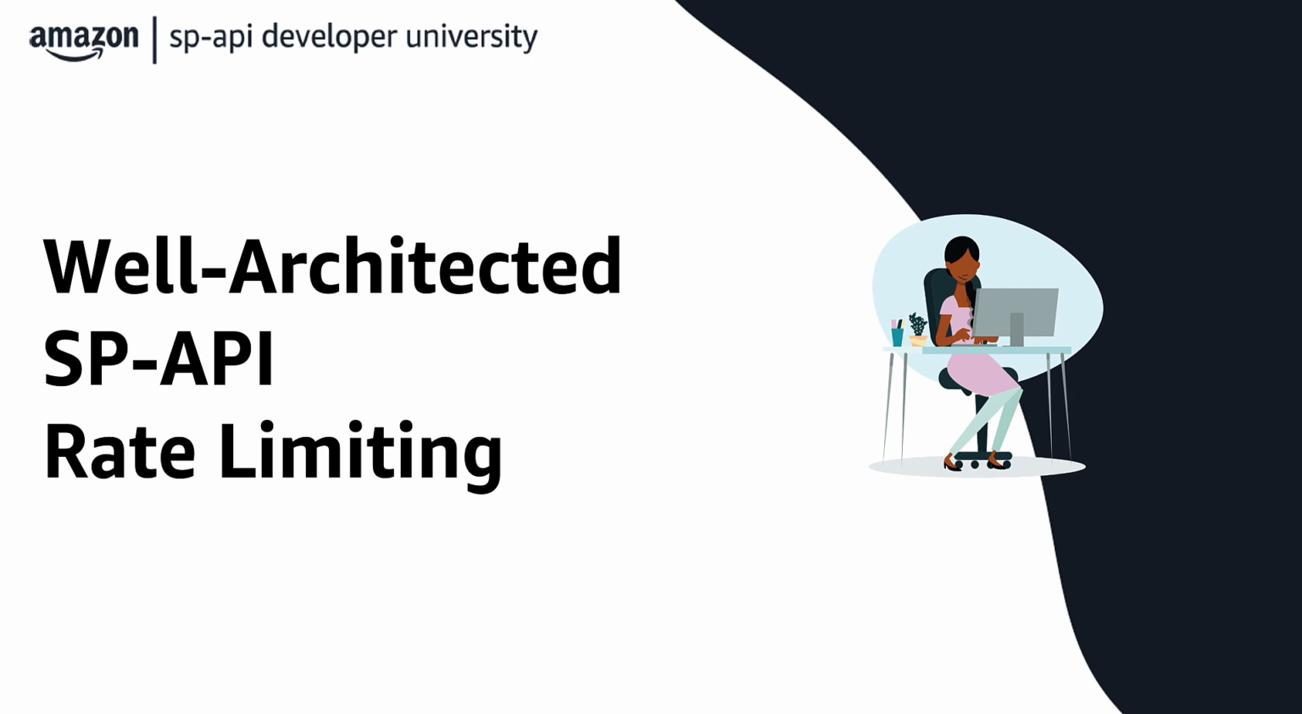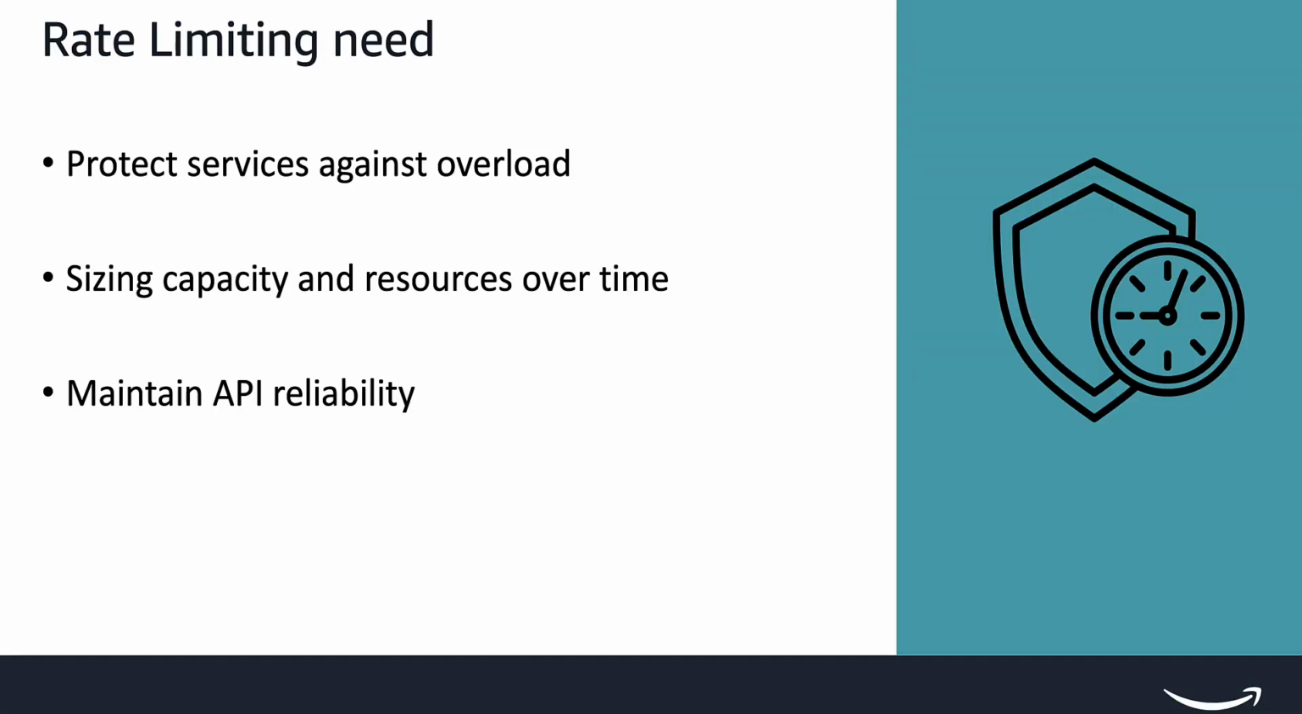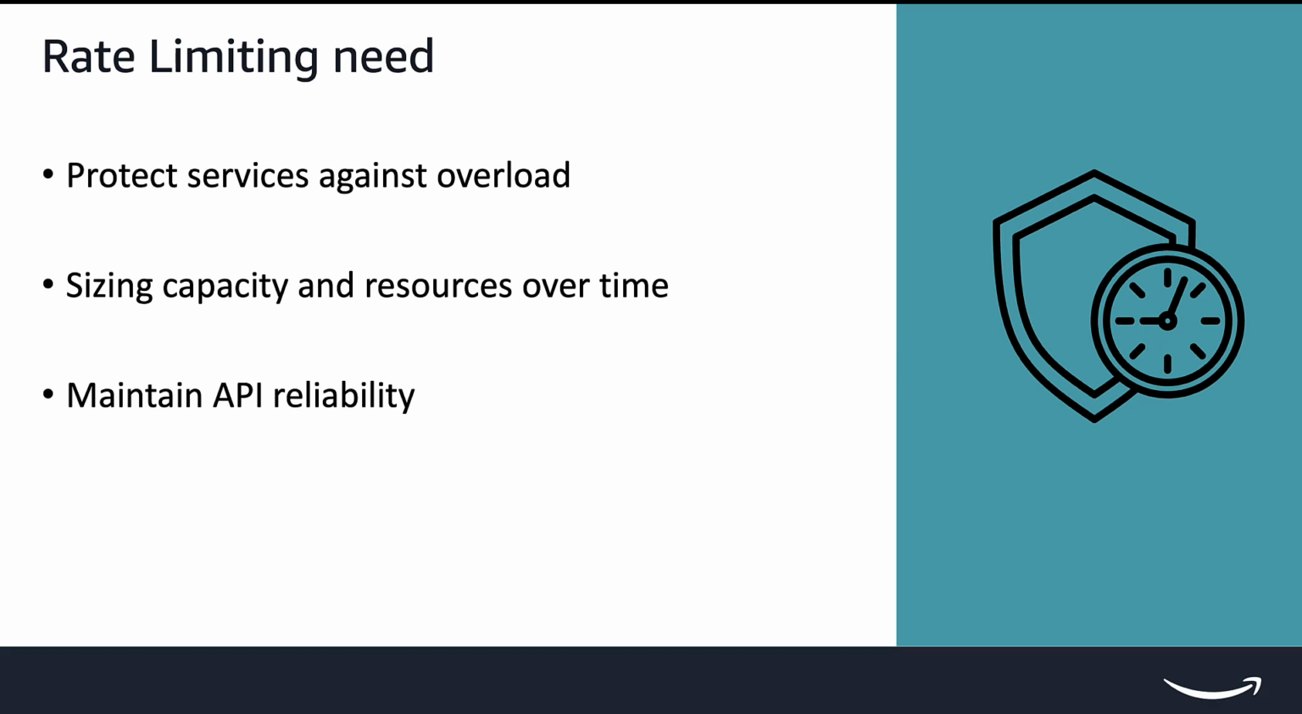In this video, I will help you understand the usage plans and rate limits of SPA API. Let's jump into it. SPA API puts in place a usage plan and rate limiting mechanism. These help ensure the API's reliability and protect its services against overload during peak usage times. Sizing capacity and resources over time in an ever-changing application landscape is essential, and usage plans are a way to achieve this while maintaining API reliability.